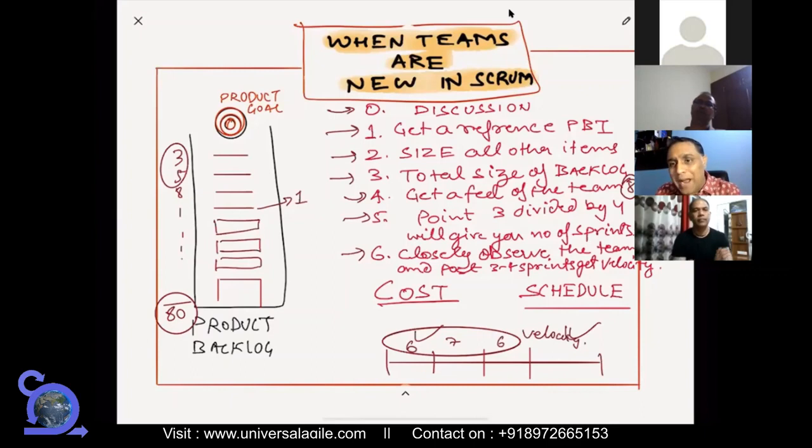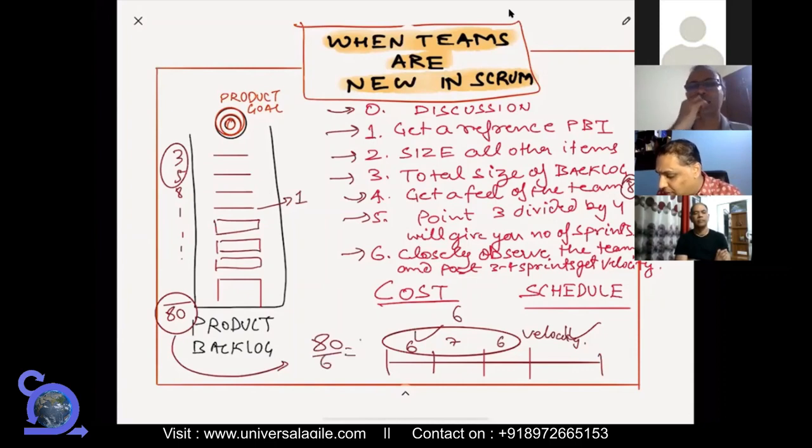Now, let's say you go back to your client with this number. What is the total? 6, 7, 7 and 6, 13 and 6, 19. 19 divided by 3 is like 6. So that means earlier you were taking 10 sprints. Now how many sprints would you need? Can somebody tell me? Almost 14 sprints. Right?